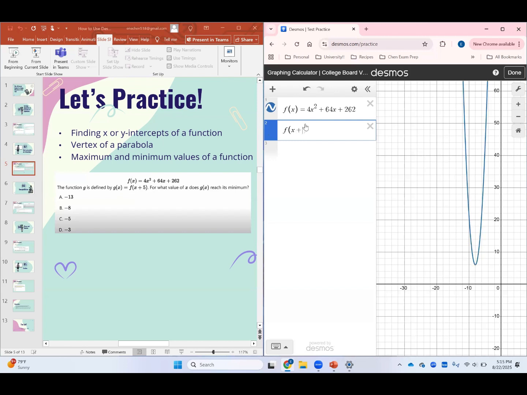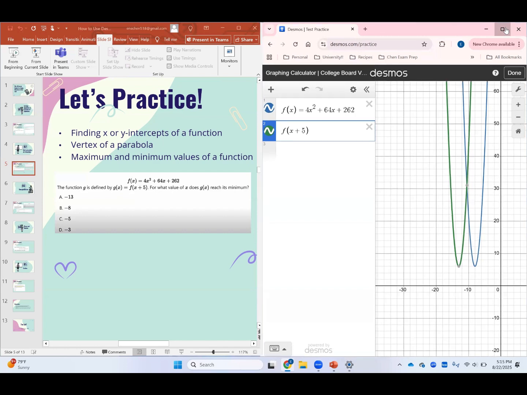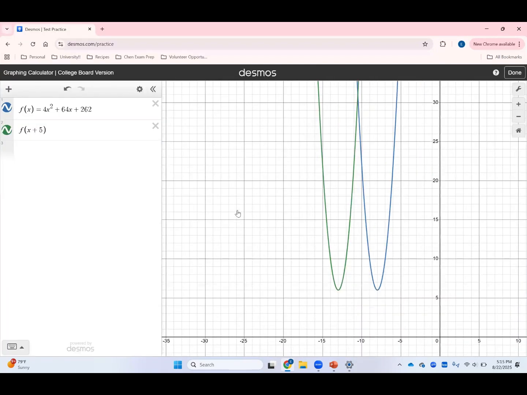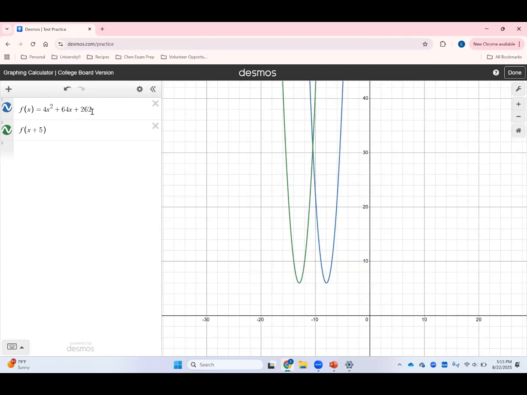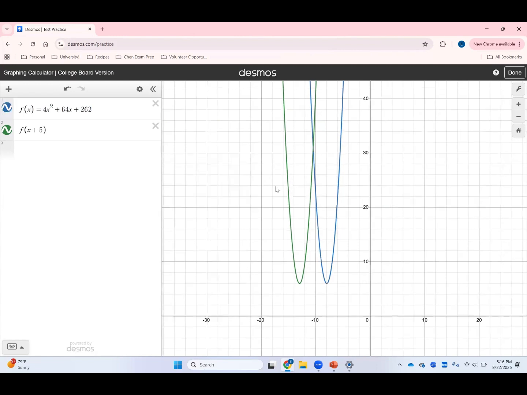Oh, not that. X plus 5. So by simply putting f at x plus 5, they give me a new parabola. If you look on the graph over here, they automatically complete that transformation for you. But you have to remember to put in the f at x function first so they know what function to go off of, okay? That makes sense.